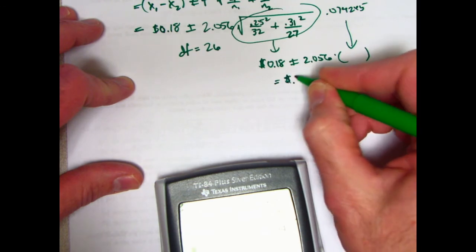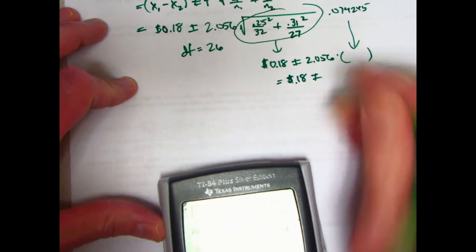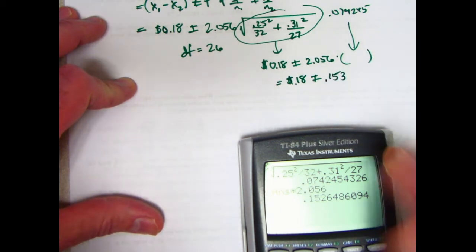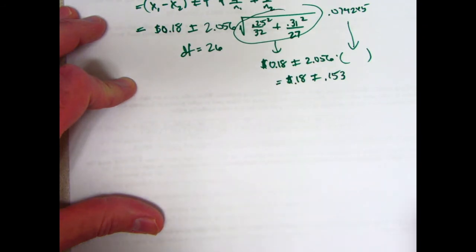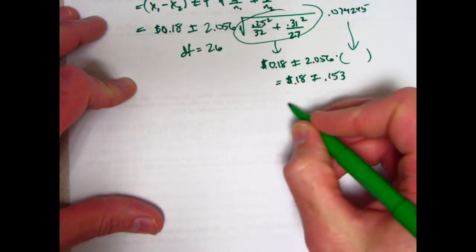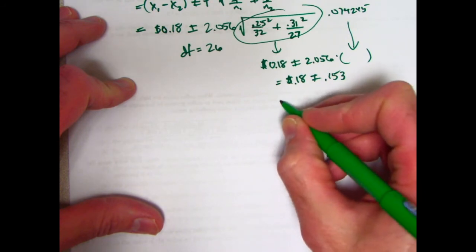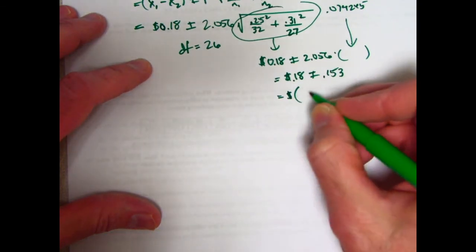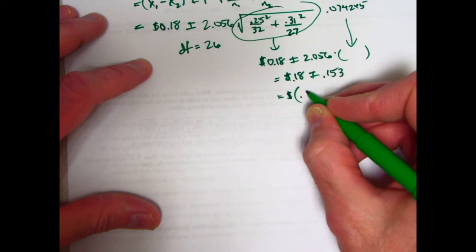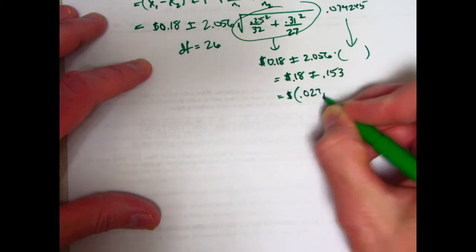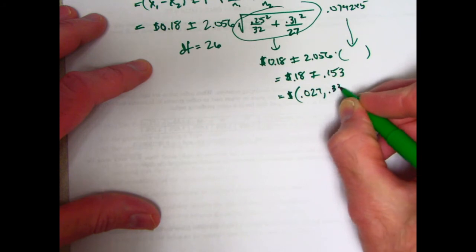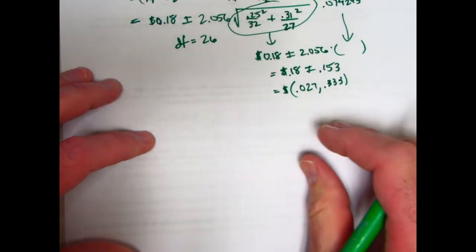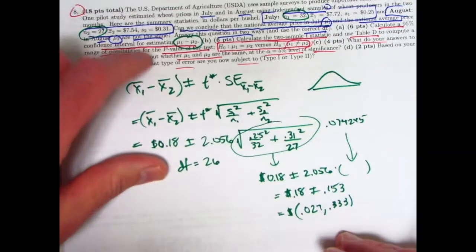So our confidence interval is $0.18 plus or minus. To the nearest cent, it would be 0.15 cents. I like going one more decimal, even though it's not practical with cents: 0.153. Really, it should be to the nearest cent, 15 cents here. In interval notation, you can put the dollar sign outside the parentheses if you like, or inside, it doesn't matter. It would really be a 0.03 here. You could say 0.027 and then a 0.333. So about between 3 cents and 33 cents is the 95% confidence interval to estimate mu1 minus mu2.